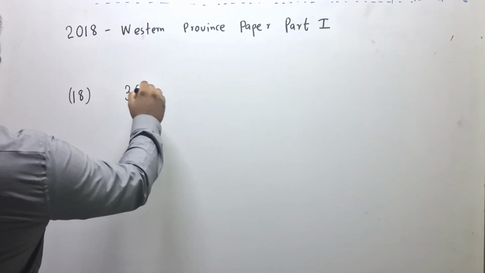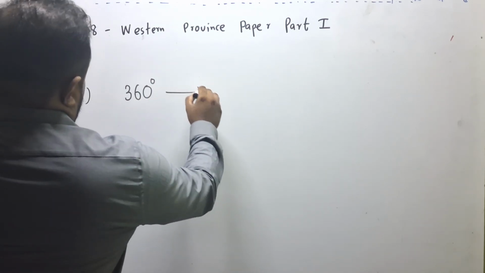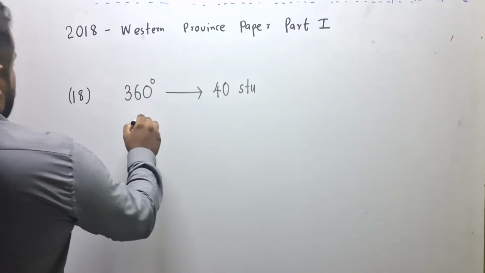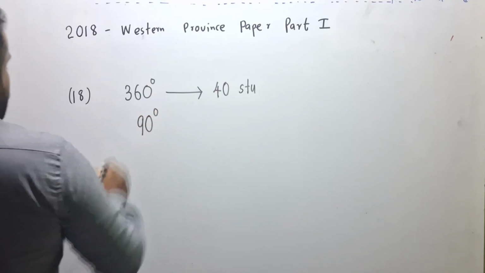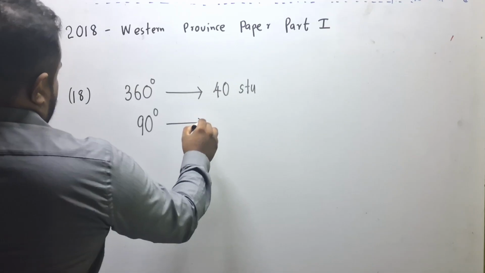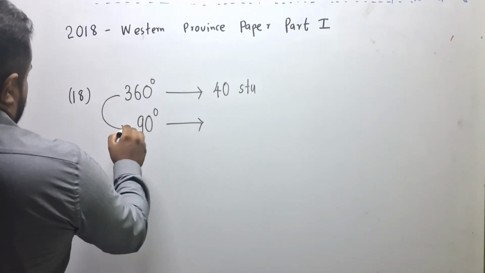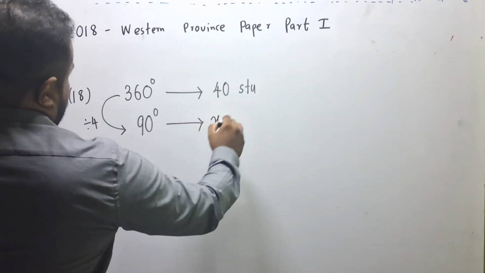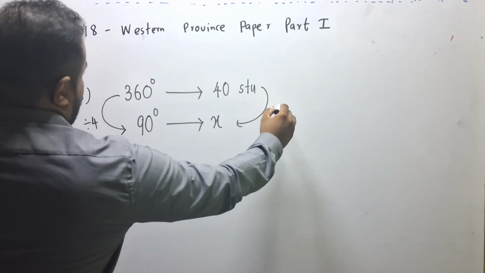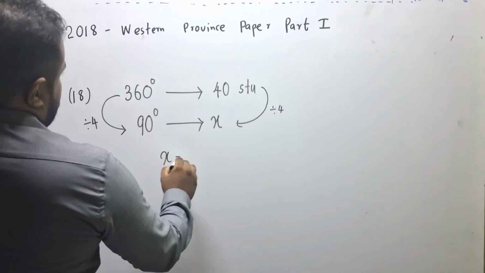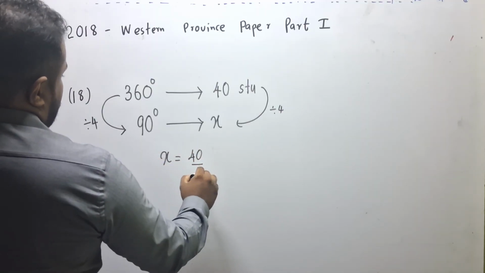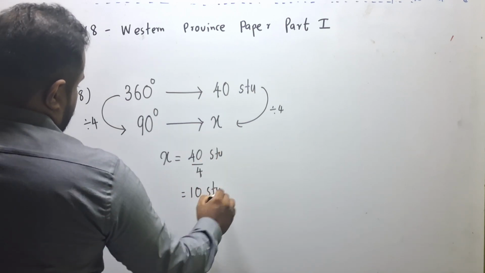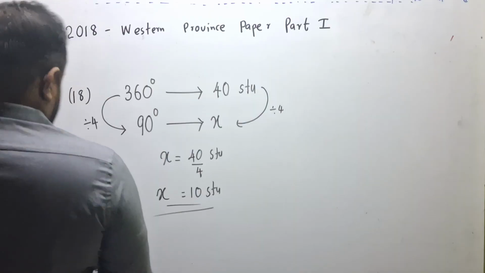360 degrees represents 40 students. They are asking for cricket. The angle for cricket is 90 degrees. 360 divided by 4 is 90. So make it x: 40 students divided by 4 is x. What's the value of x? 40 divided by 4 students. That means 10 students. Okay.